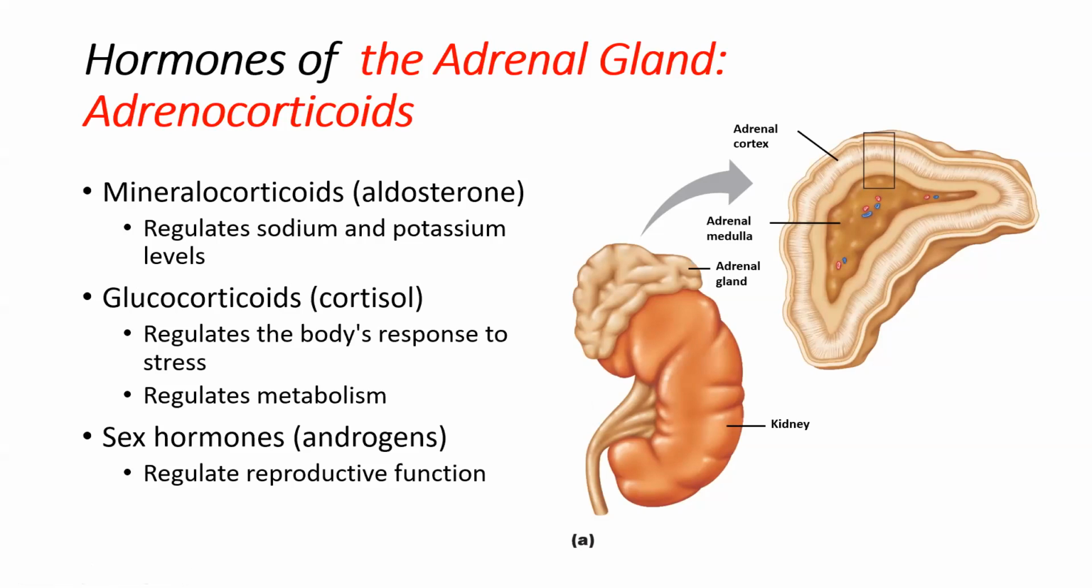glucocorticoid. I can never say these words. Glucocorticoids. An example of this is cortisol. And cortisol is a really common hormone. It's sometimes called a stress hormone, and it's involved in regulating the body's response to stress. It's also involved in regulating our metabolism.